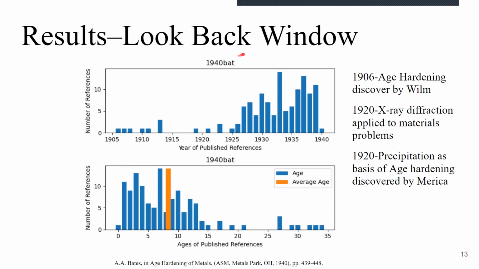So here are the look-back windows. I made these graphs for all the review articles, but I chose 3 to share with you today. And the first is 1940 Bates. So you see here on the x-axis, we have the year of the published references and the number of references. And then here it's the ages of published references, with the average age being an orange bar.